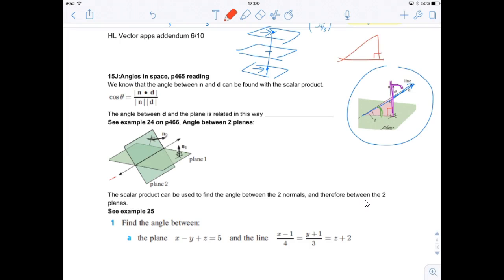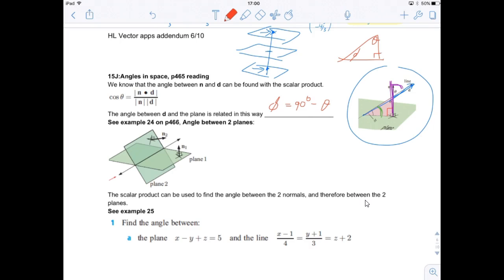So you can see that the angle theta, which is between the normal line and the blue line, is complementary to angle phi, which is the green angle. So we can find angle phi by taking 90 degrees and subtracting angle theta. And of course angle theta we can find by doing the scalar product between the blue and the purple vectors.